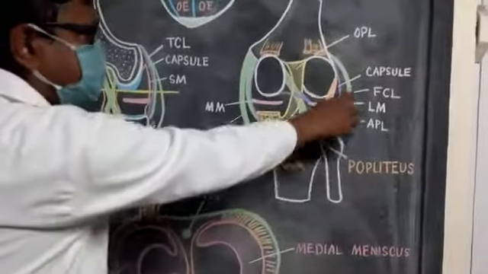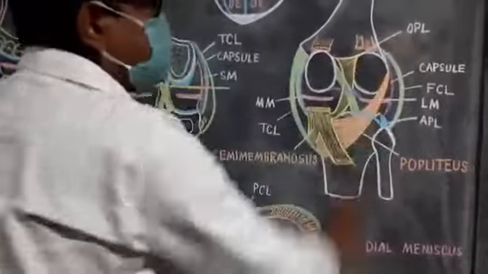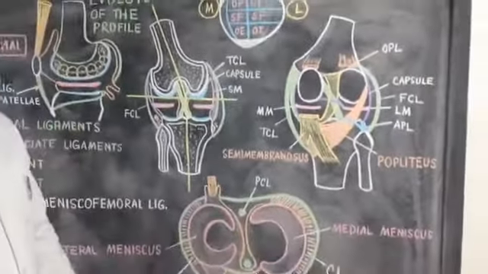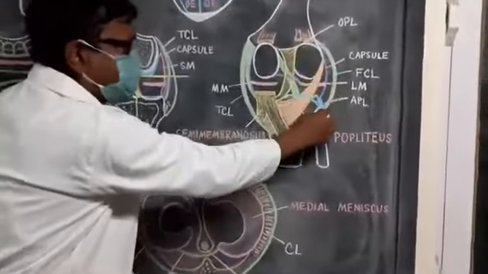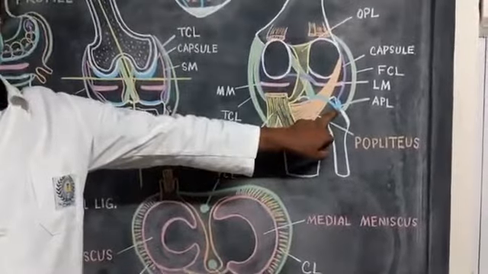The fibular collateral ligament extends like a cord. Above it is attached to the lateral epicondyle of the femur and below it is attached to the head of the fibula close to the styloid process.